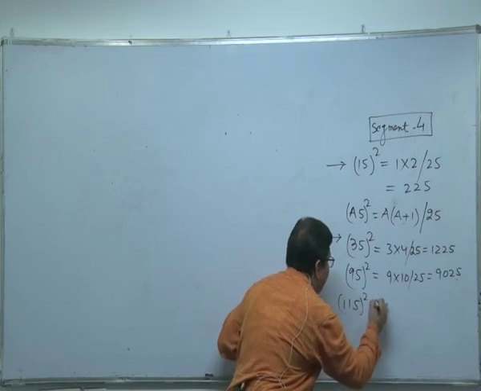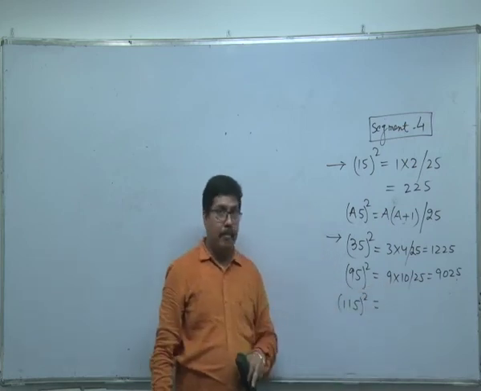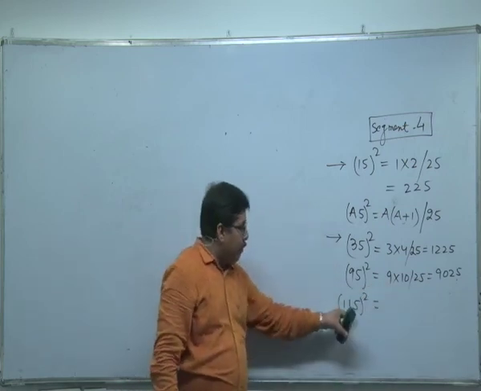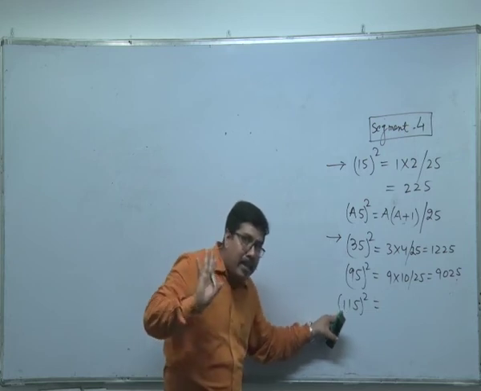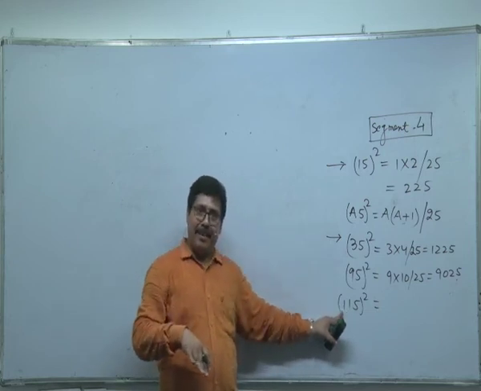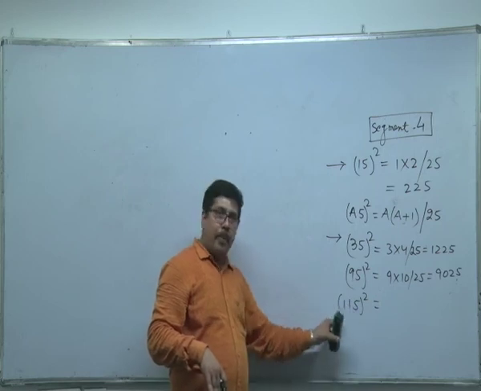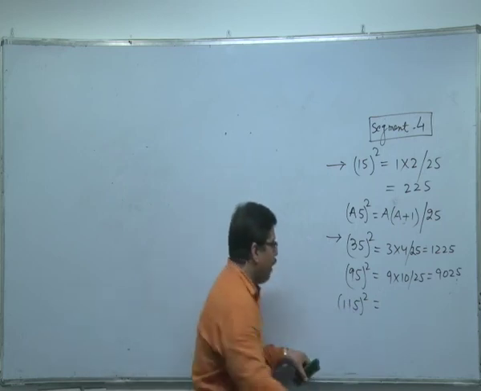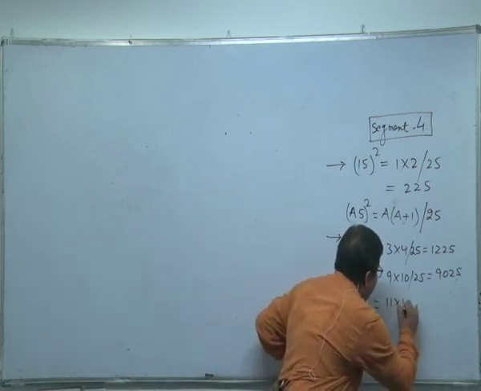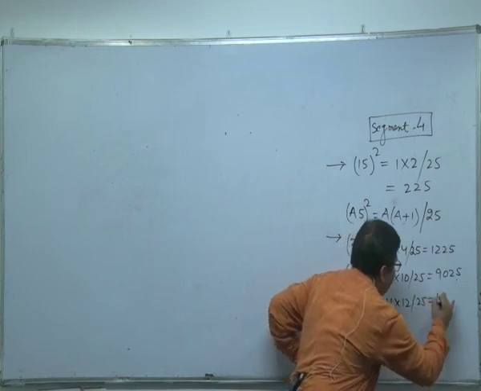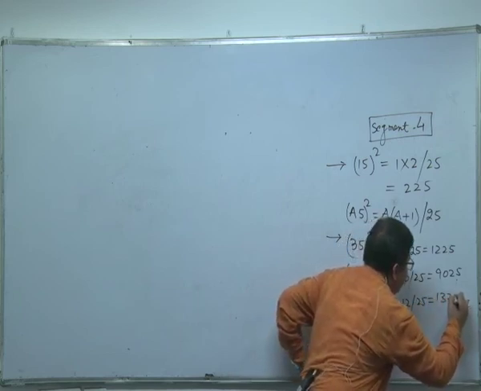115 square. This time before 5 we have not a single digit, we have a number. So we have 11 before 5. So 11 into 12, then 25 is 13225.